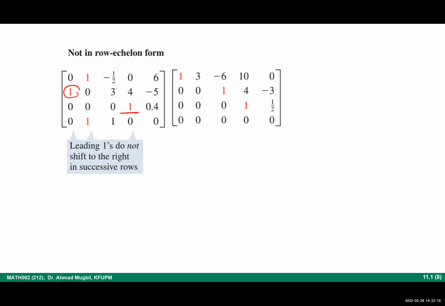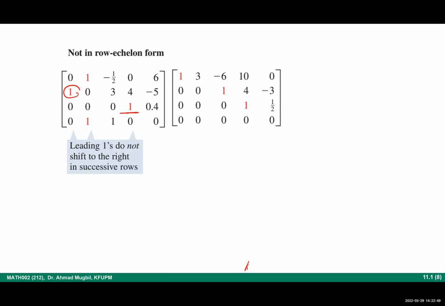What about this? Every non-zero entry is 1, right? Give me a number after zeros that is not 1. The first non-zero entry is 1. The second condition: every one is to the right of the one above it. Give me one to the left or below. It is on the right.